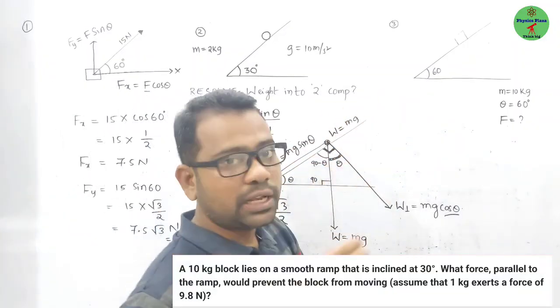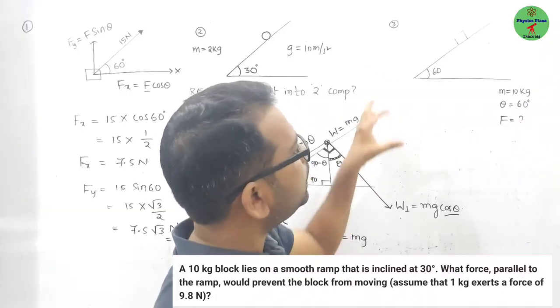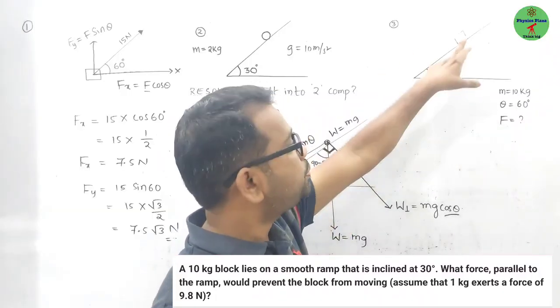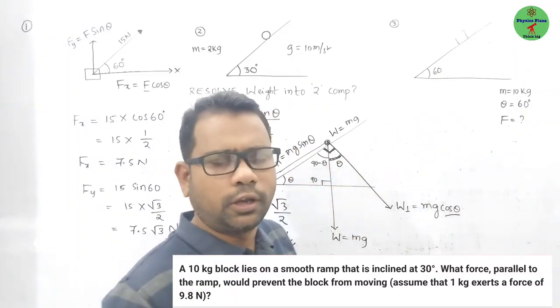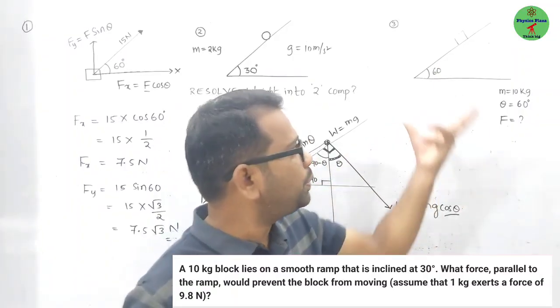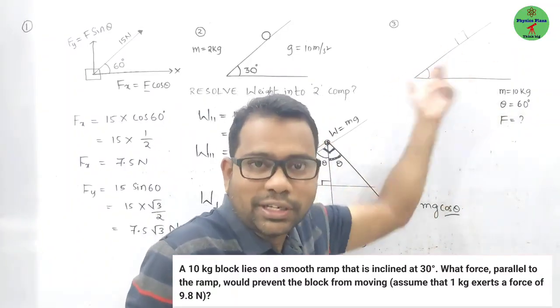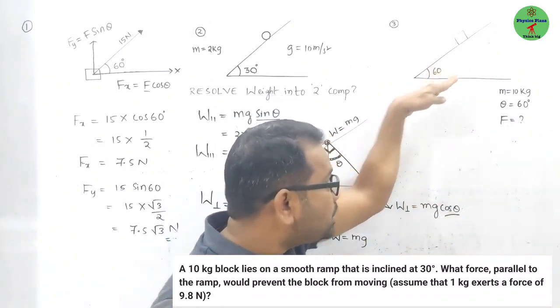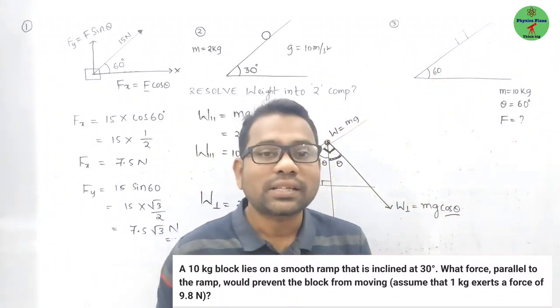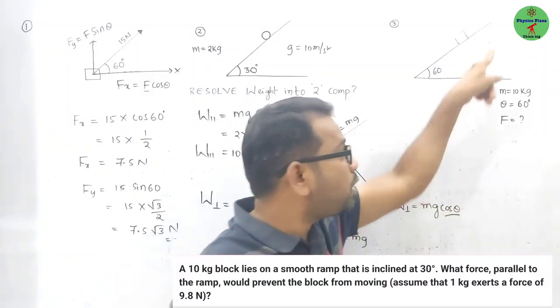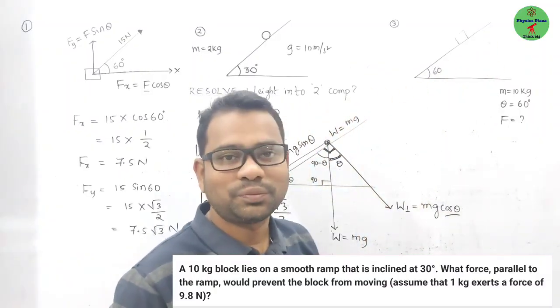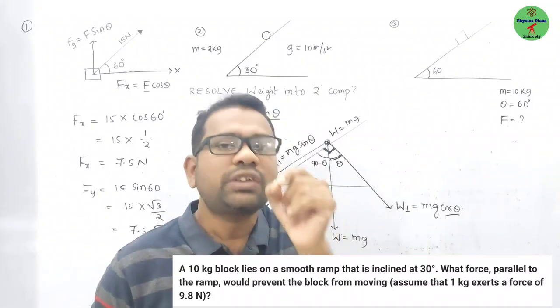As per the numerical, children, it is given that a body of mass 10 kg is placed on an inclination such that the angle made with the horizontal is 60 degrees. Now obviously as the body is placed on the inclination, if it is a frictionless surface, then obviously the body will be sliding down. But they are asking what should be the force applied so that the body won't slide at all. So here we need to apply logic.